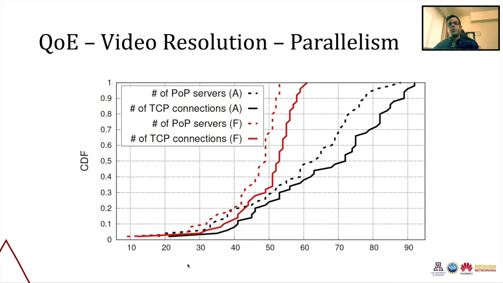To put it in a different way, this figure shows a heavy parallelization that Akamai and Fastly used to compensate for the geographical distance between the end users and the video server. Because no matter how many files are needed to play back a few seconds of the video, Akamai and Fastly download all those files at once.